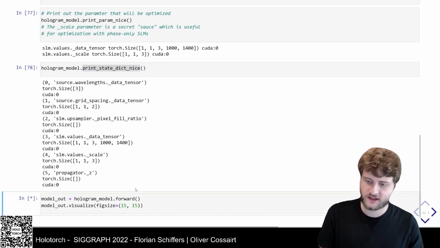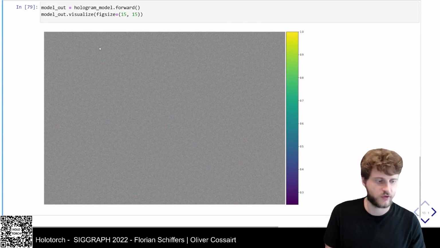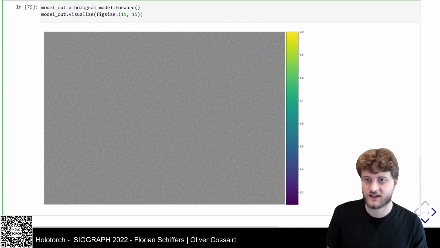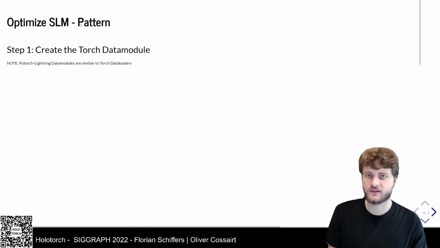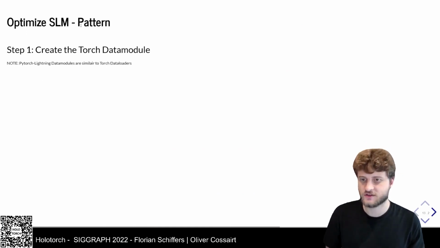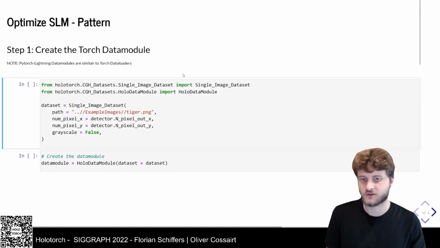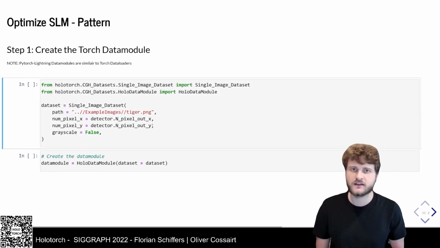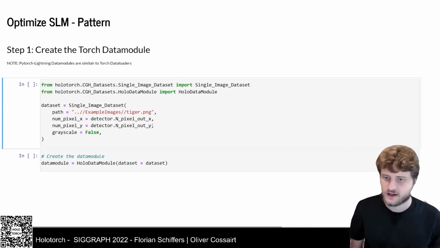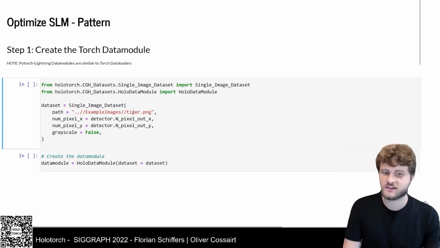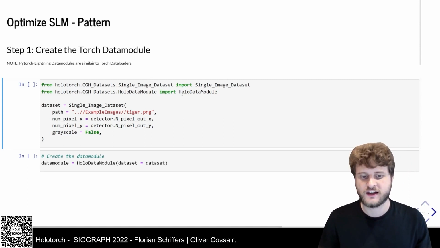If you look at the forward method of our model, we can now visualize that, and of course, because we have randomization, we get only the random output out. And that is where now the optimization approach actually comes into play. The first thing is that we have to create a so-called torch data module. Data modules are a specific instance which is required for PyTorch Lightning. And they're similar to torch data loaders. In fact, there's torch data loaders as member variables inside of the Holo data module.